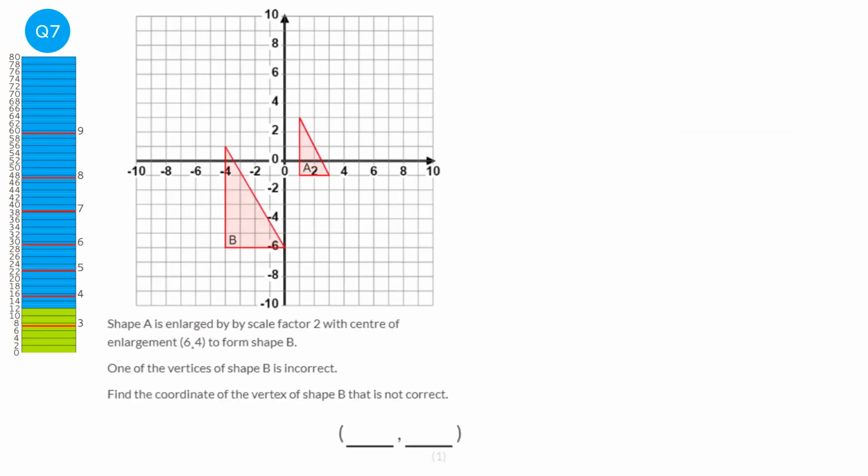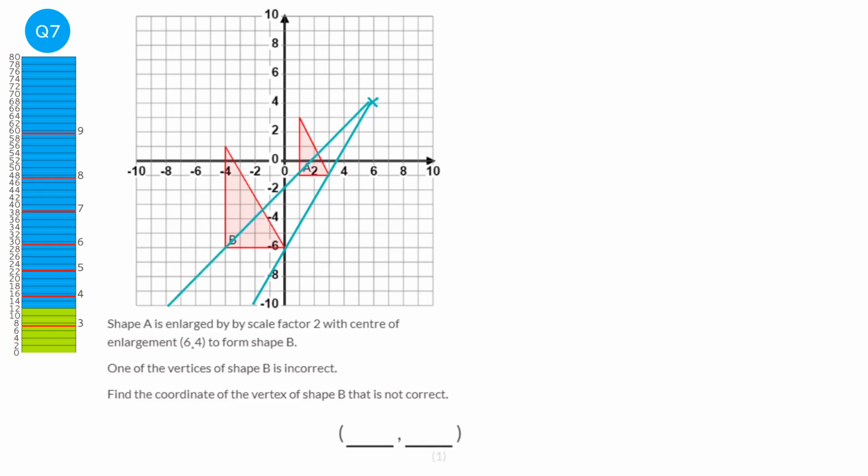So in this question we are told that the centre of enlargement is at 6, 4. So let's just put across there. And what I'm going to do is just draw ray lines from the centre of enlargement, and we're just going to go through each of the corners of our shape A. And we're going to just check whether it goes through the corner of shape B, which it does on this one. Let's just keep going.